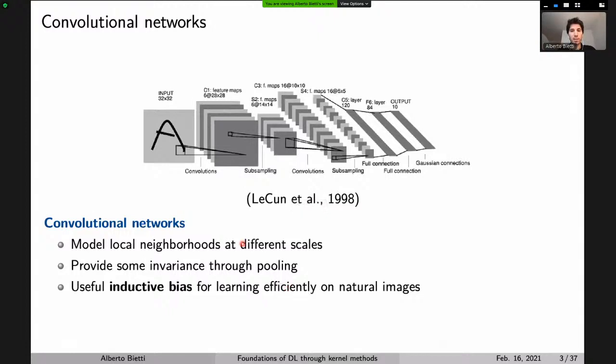So hopefully by encoding this information in the architecture, you're providing some inductive bias that allows you to learn more efficiently. By putting this prior information about the structure of images in the architecture, you're hoping that learning will be easier and you can do it more efficiently with fewer samples.